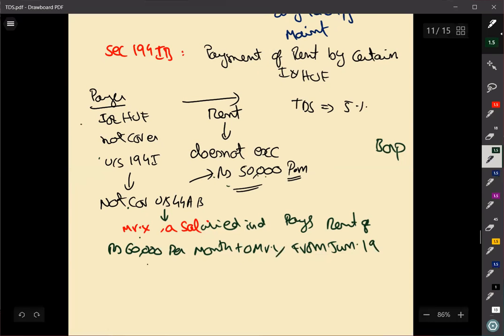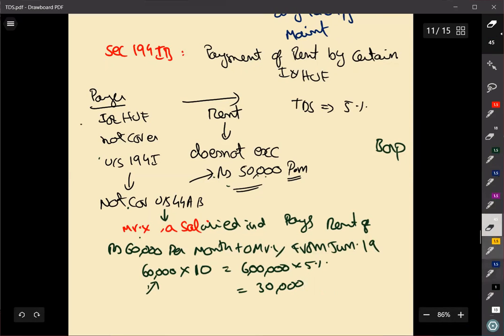Now, what is the rent paid? 60,000 per month. For the entire year, April and May he is not occupying. He is occupying the property from June. That means the rent is paid for 10 months. So the total rent paid is 6 lakhs. As it is exceeding 50,000, you need to deduct a TDS of 5%. So 6 lakhs into 5% gives 30,000 rupees, which is the amount of TDS required to be deducted.